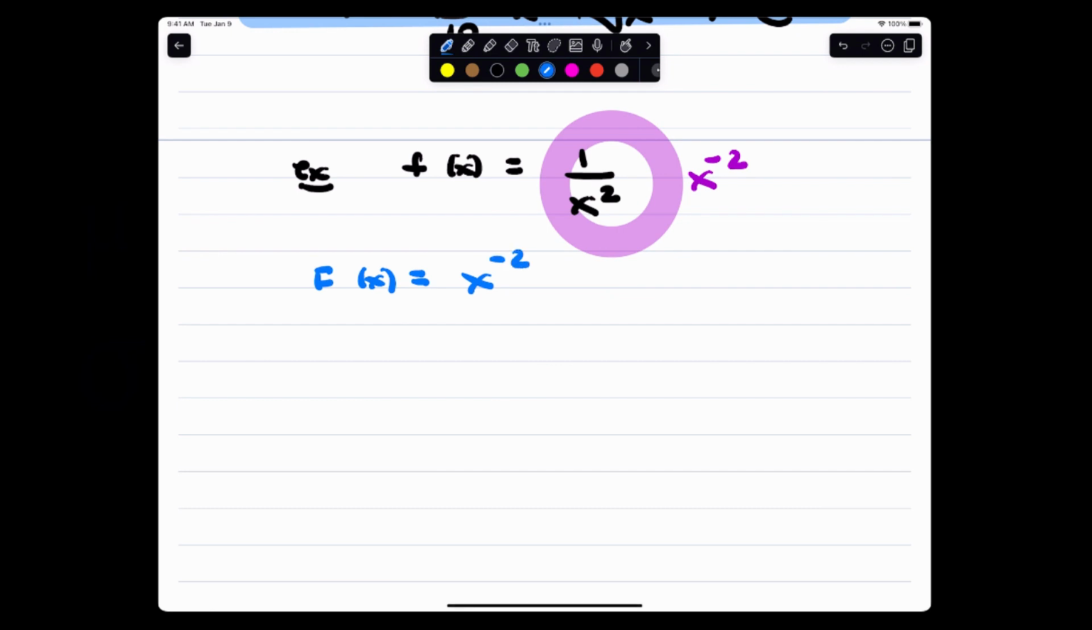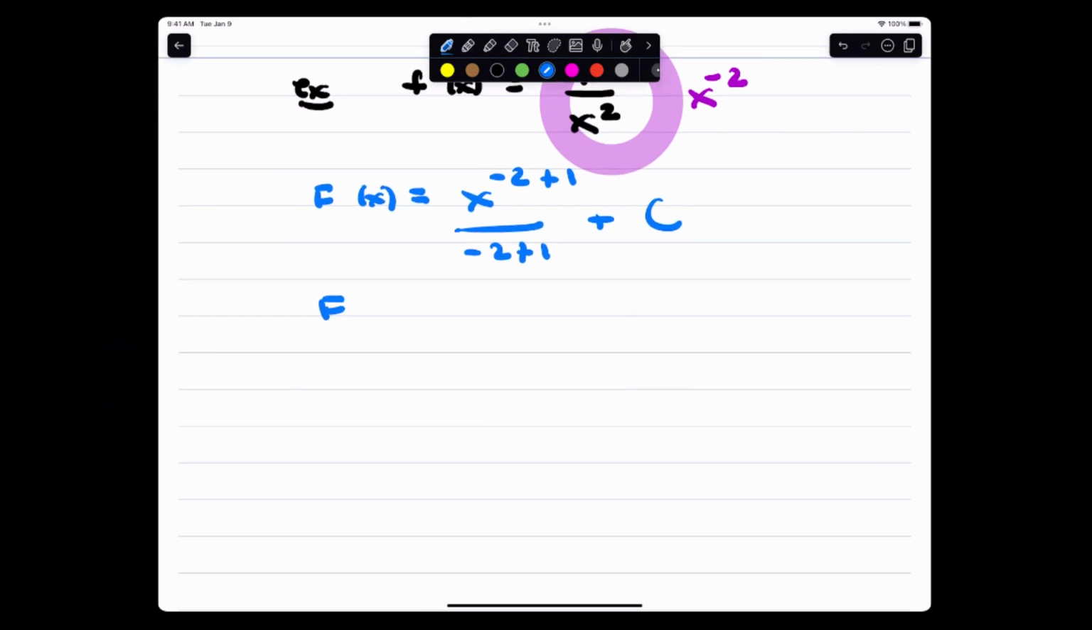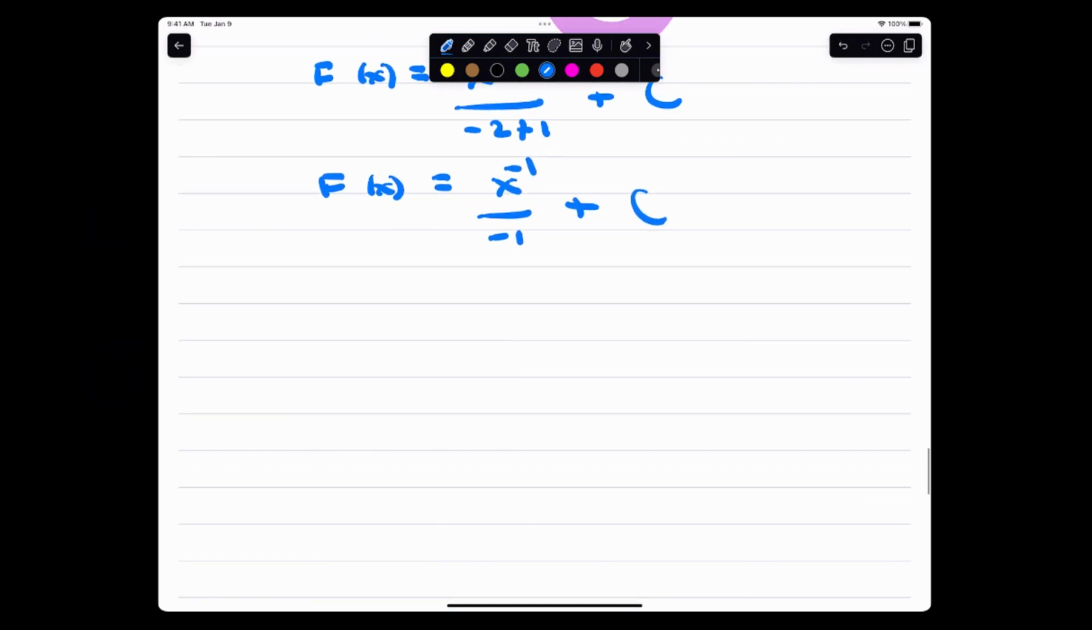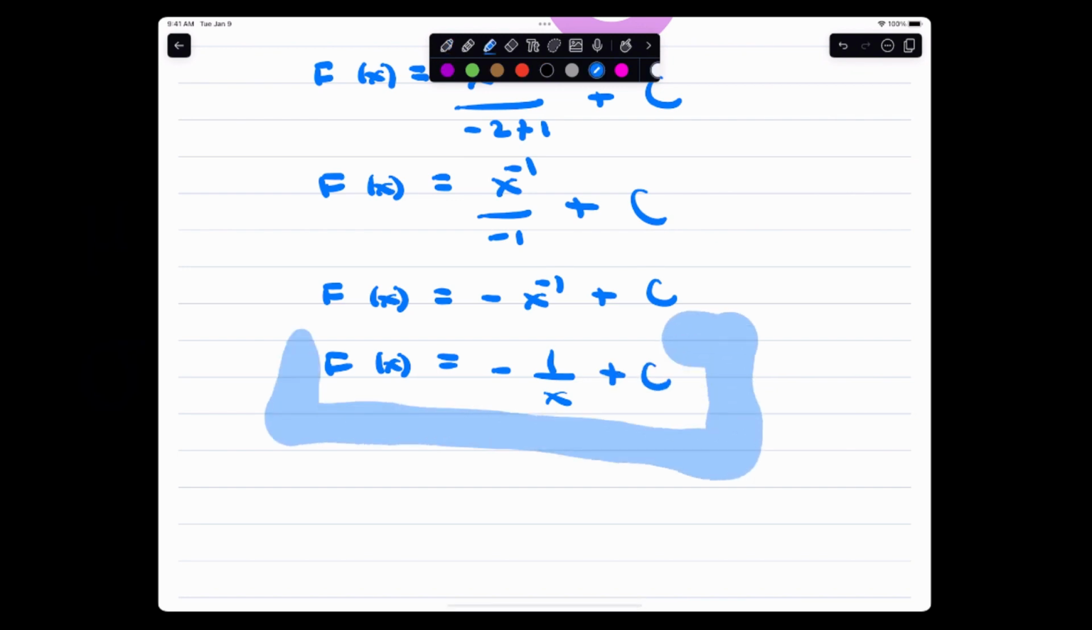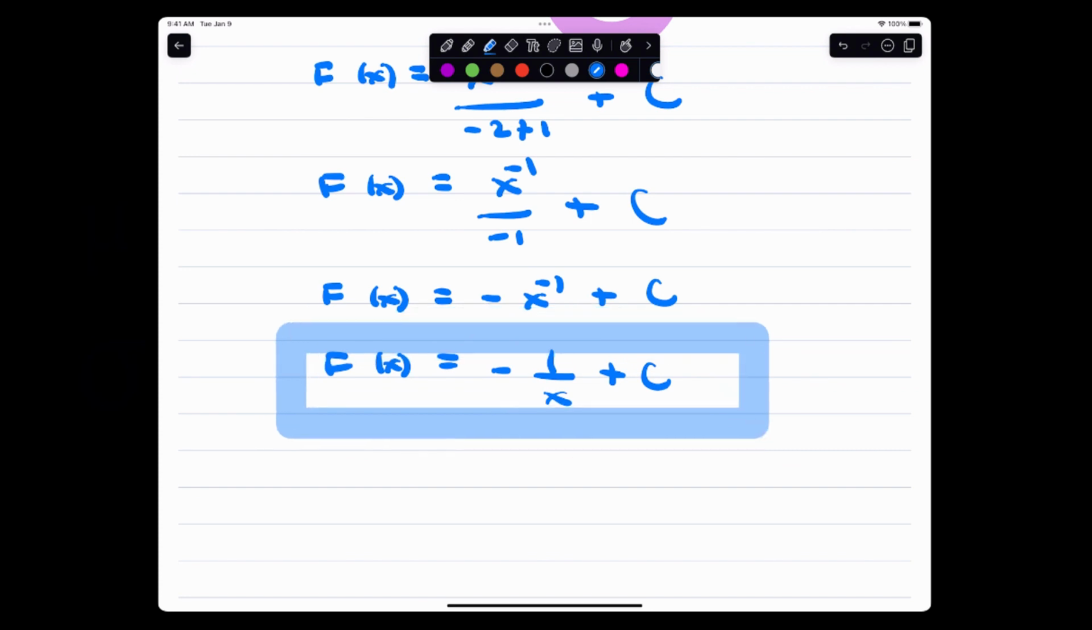Take the negative 2 and you add 1, plus your constant. So what does that give you? X to the negative 1 over negative 1 plus the constant. Is that right? And then I'll say, what is this? Well, this is negative x to the minus 1 plus c. And what is x to the minus 1? Isn't that negative 1 over x plus c? So, ladies and gentlemen, this is how we start our career with antiderivatives.